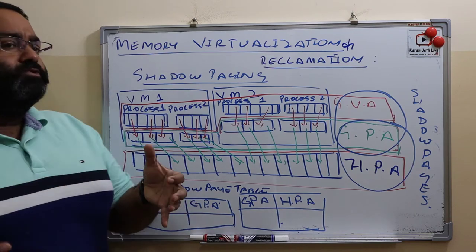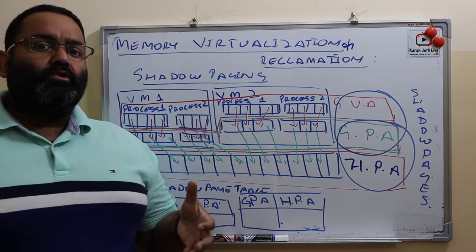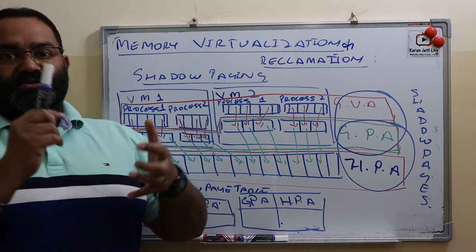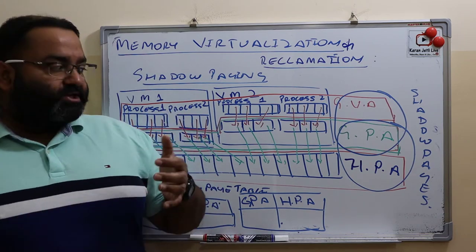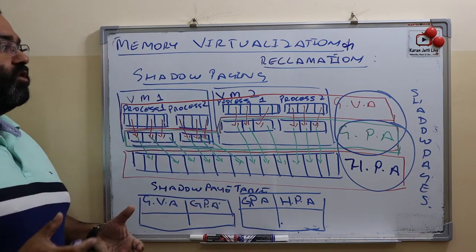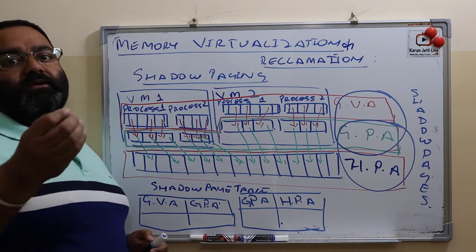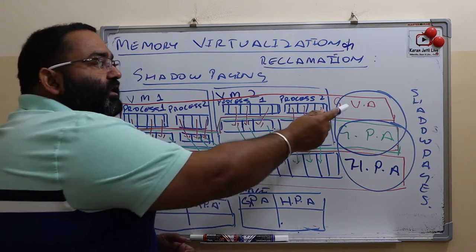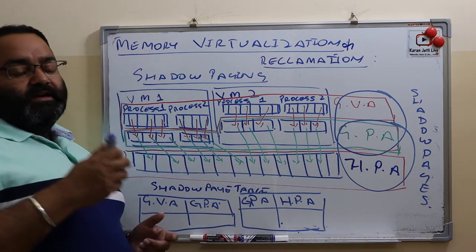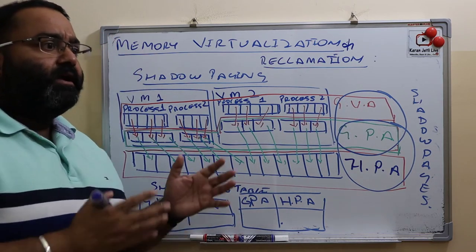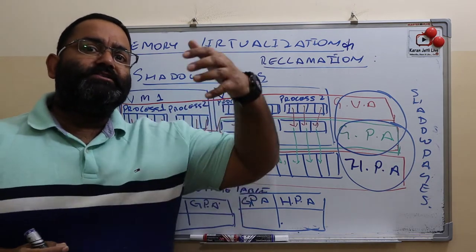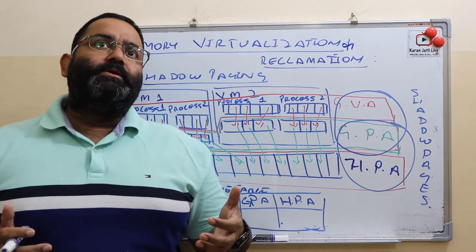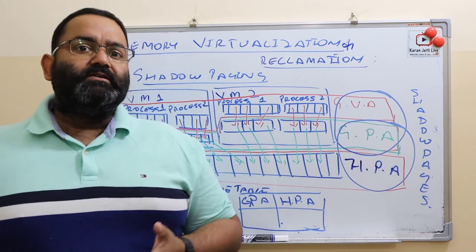And what is this approach called? This approach is called shadow paging. This is a software approach where the hypervisor takes care of the mapping. Suppose the guest virtual address space has three pages, 10, 20, 30, and it is mapping to the actual physical pages 5, 6 and 7.